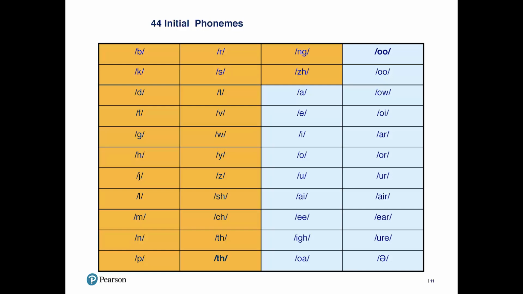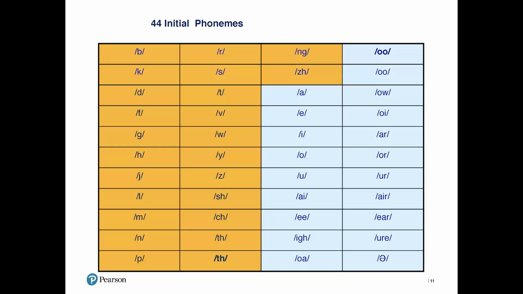So in the slide here, you can see the 44 initial phonemes that we would teach to students in their early days in school. They become more sophisticated, the phonemes, as the students get older, but this is our starting place. And these are taught from the very first weeks, if not days, in school when the children first come to school. And there are 44 phonemes, as you can see in this chart.